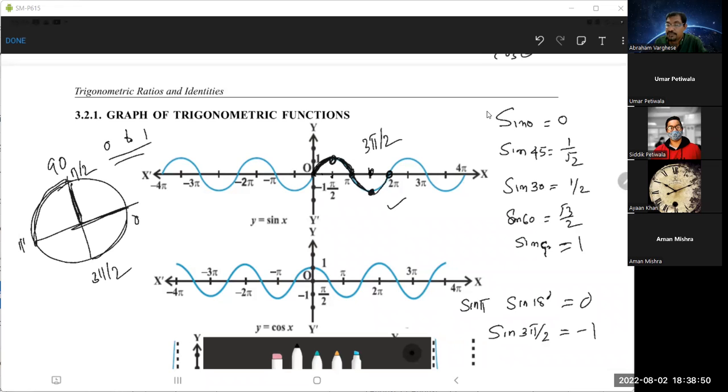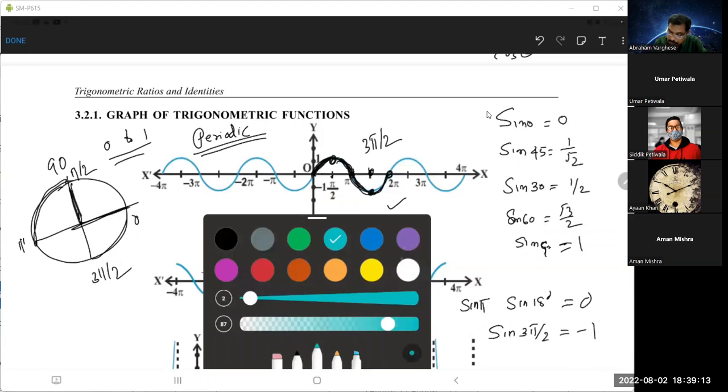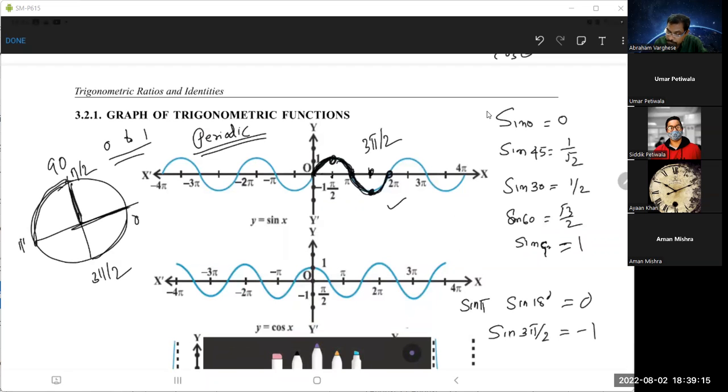The same value repeats. That's why we call the trigonometry function, especially sin x, a periodic function. Periodic function because after a certain interval, the value repeats. So 0 to 2 pi, you can say one wave here. Again, the same wave repeats in the interval 2 pi to 4 pi.